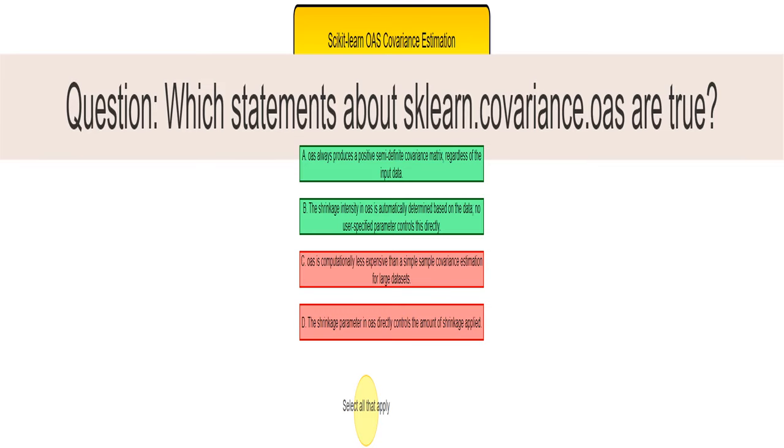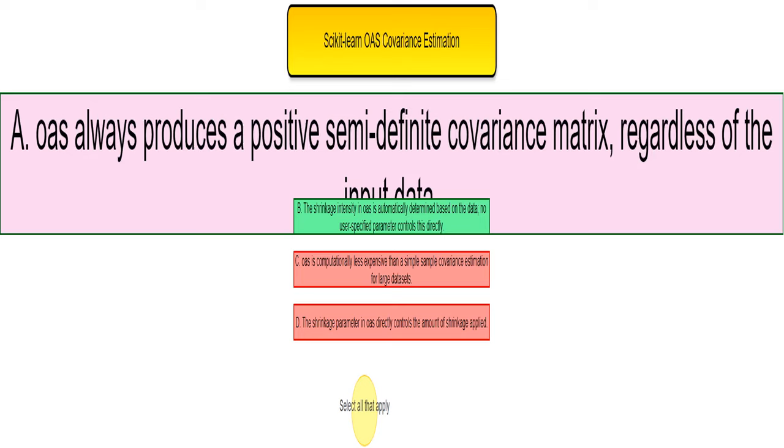This question asks you to identify the true statements about the Oracle Approximating Shrinkage (OAS) method for covariance matrix estimation in the Scikit-learn library. Let's dive in and see what makes OAS tick. This statement is about a crucial property of covariance matrices: positive semi-definiteness. I'm telling you that OAS guarantees this property, ensuring a valid covariance matrix, no matter the input data. That's a key strength of this method.